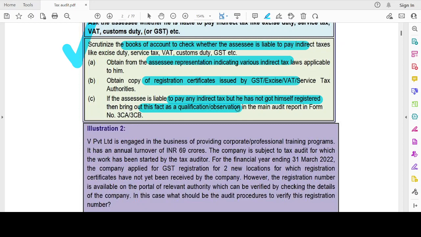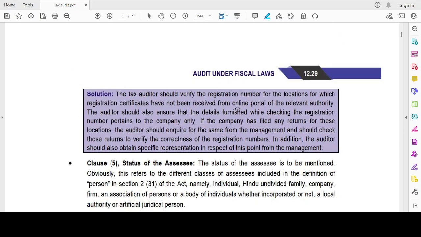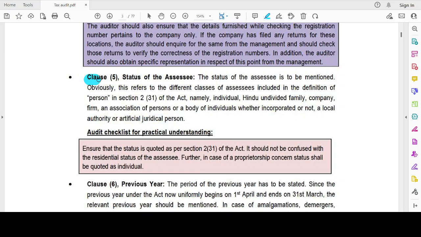For example, if an assessee is liable to get himself registered as a registered person but has not done it, then I have to bring it as a qualification in this report also. Clause 5 would be the status of the assessee. Status means the category the assessee belongs to. For example, it could be an individual, HUF, firm, company, AOP, BOI, artificial juridical person, or local authority. It should not be confused with the residential status, which is different. For a proprietorship firm, I could state individual.